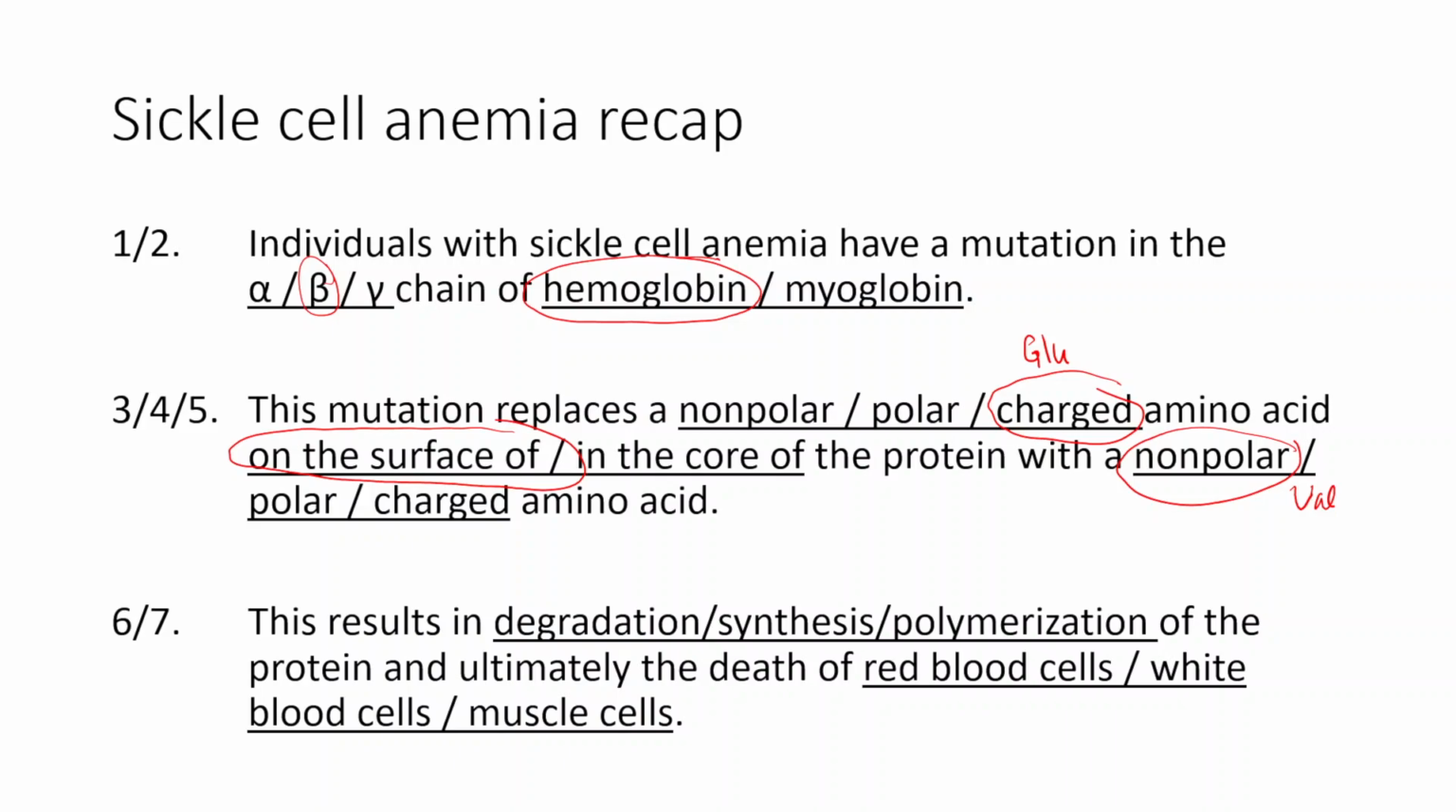So, this causes a problem, right? Because the surface of our protein, like most proteins, generally has hydrophilic residues, which impacts how water can help keep the protein in solution. Once you stick a nonpolar amino acid on the surface, then clearly we can wreak havoc, right? So what is happening here after this replacement? Questions 6 and 7, this results in what? Polymerization, exactly. So the proteins start sticking to each other, and ultimately, what kind of cells are dying? Red blood cells, yeah.